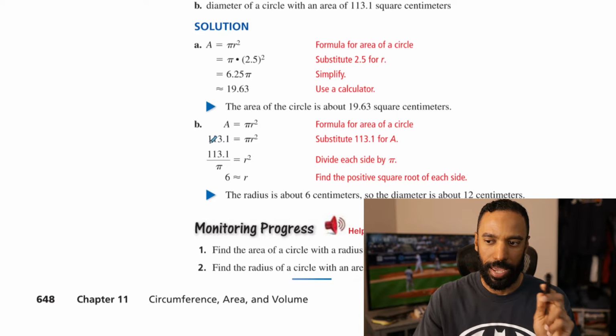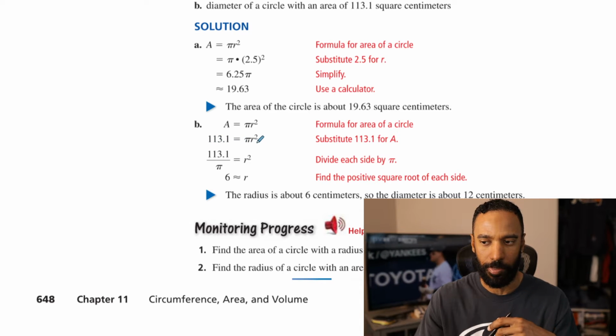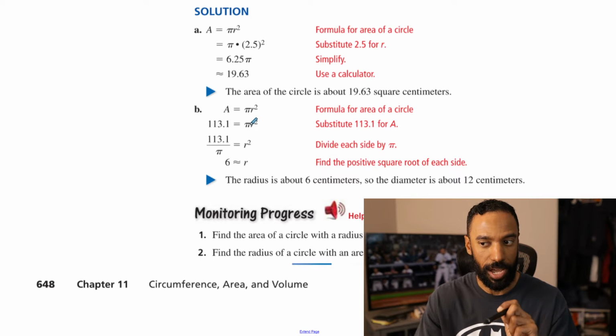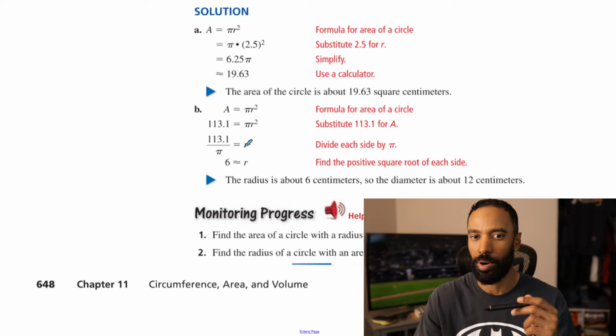So area is 113.1. That equals pi r squared. Now to solve for r, you need to do 2 things. Remember, pi is a constant. We'll divide by that first, get r squared by itself. Then we'll take the square root of both sides.